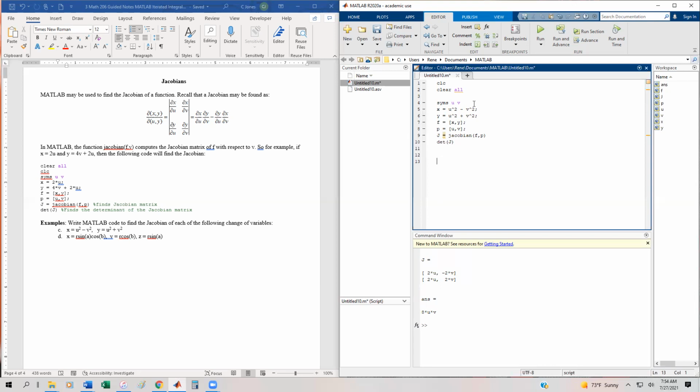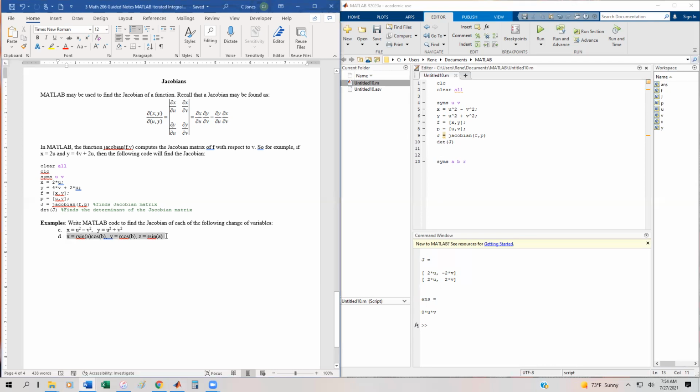I'm going to add other symbolic variables here: a, b, and r. And we're looking at this example: x equals r sine a cos b, y equals r cos b, z equals r sine a. So maybe you're working with some sort of other coordinate system. For instance, this might look similar to spherical coordinates or cylindrical coordinates, just a little bit. It's not holistically either of those.